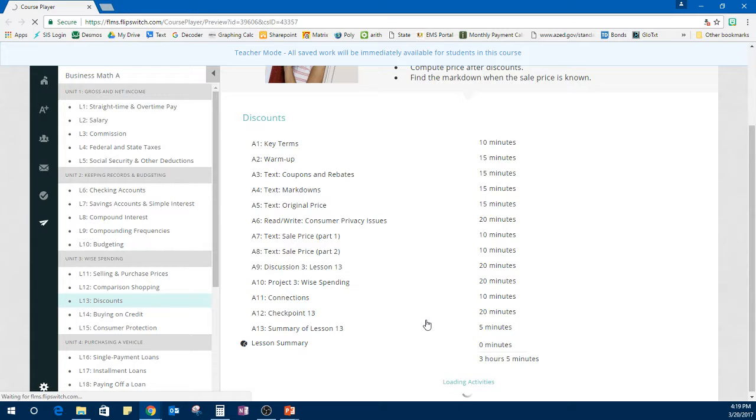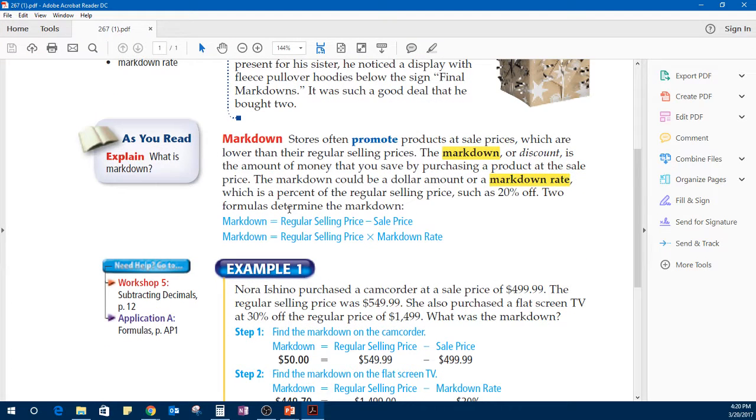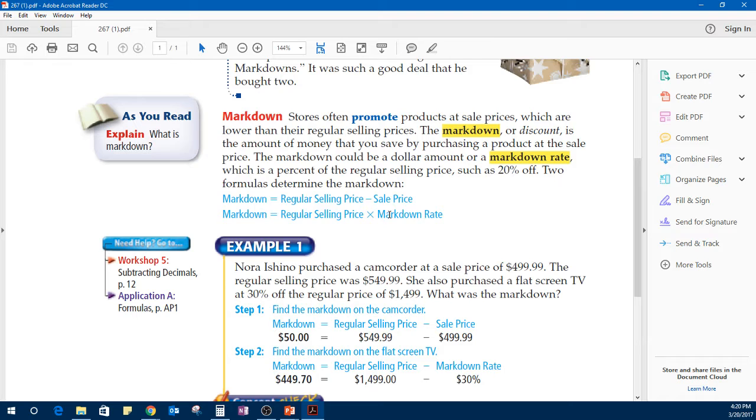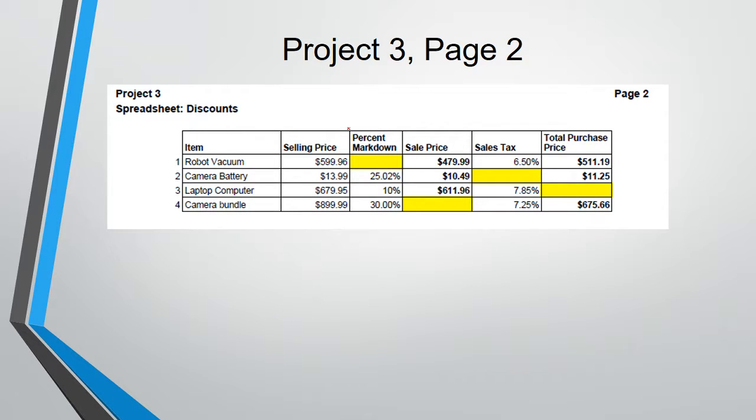Alright, so you're going to open up the PDF. So here's the PDF, and if you notice, it tells you how to find the markdown, right? For this question, you're going to use this formula right here, because if you notice, we're looking for percent markdown. So what we're going to do is write down that formula really quick.